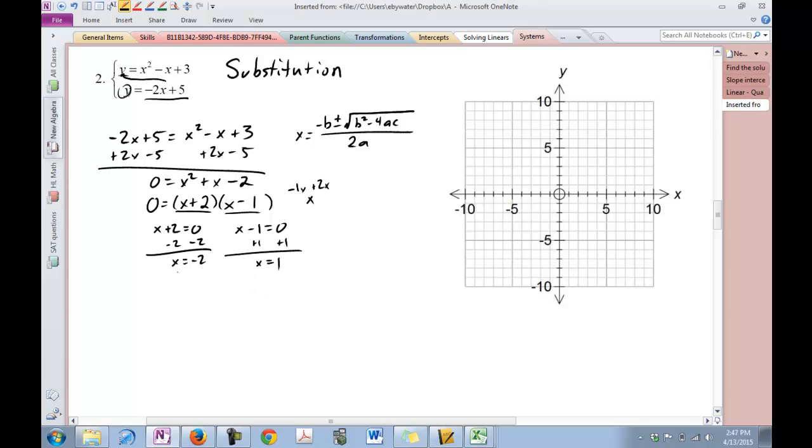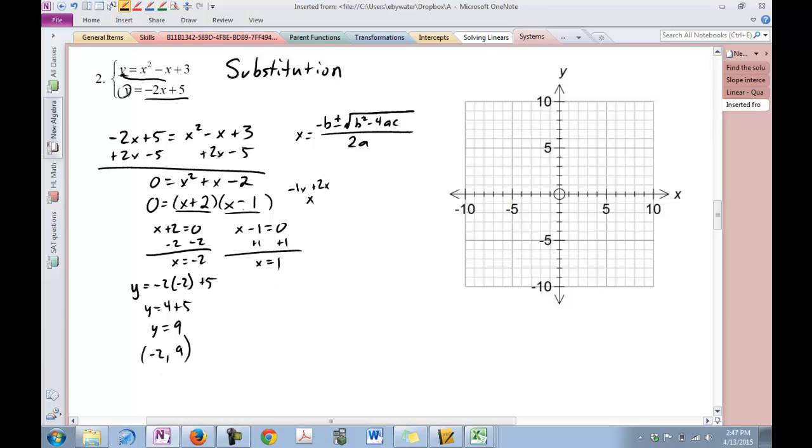So what we're going to do now is take that x value, just like we did with linears, and put it back in. You can put it in either equation, it doesn't matter. I like to use the linear one because it's easier. So I'm going to put negative 2 in for x, so negative 2 times negative 2 plus 5. And then I get y equals 4 plus 5, and so y equals 9. All right, so I've got one of them right there. That means when x is negative 2, y is 9.